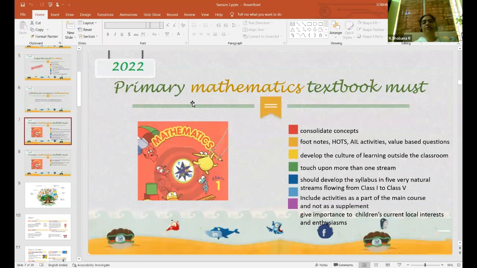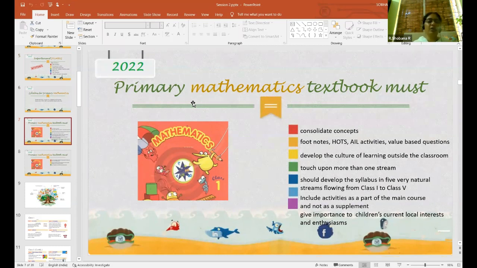Second, it must have footnotes. It must have different types of questions on higher order thinking skills, arts. It must have questions on art integrated activities. It must have value-based questions. So it must not be a book filled just with numbers. It must be a book which helps children to grow in all directions. It must be a book which helps children who have different abilities to grow.